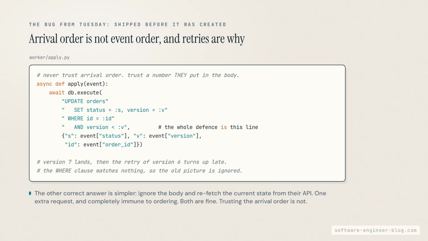There is one other correct answer, and it is simpler. Ignore the body and refetch the current state from their API. One extra request and completely immune to ordering. Both are fine. Trusting arrival order is not.